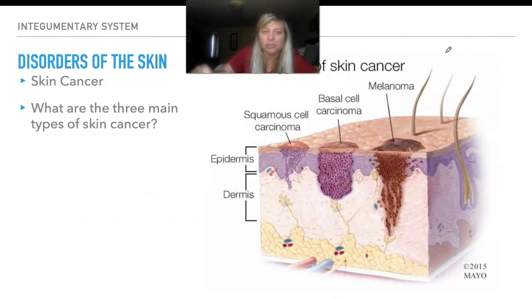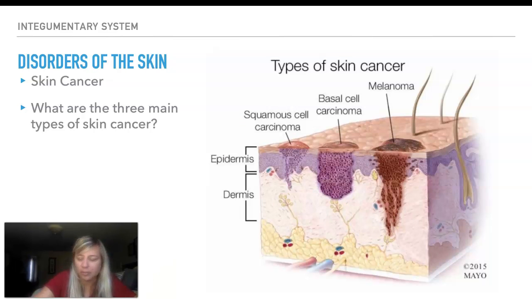The next disorder that we're going to look at is skin cancer. So skin cancer is the most common form of cancer that we have in humans. If you live to be like the age of 80 or 85, you have like a 1 in 3 chance of having some type of skin cancer during your life. And 1/5 of all people on the planet will have it at some point in their life, even if they don't live to be in their 80s.